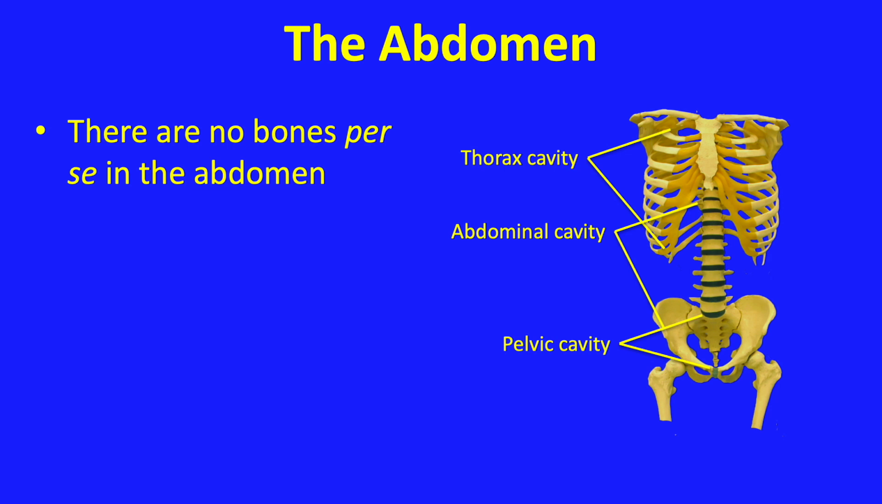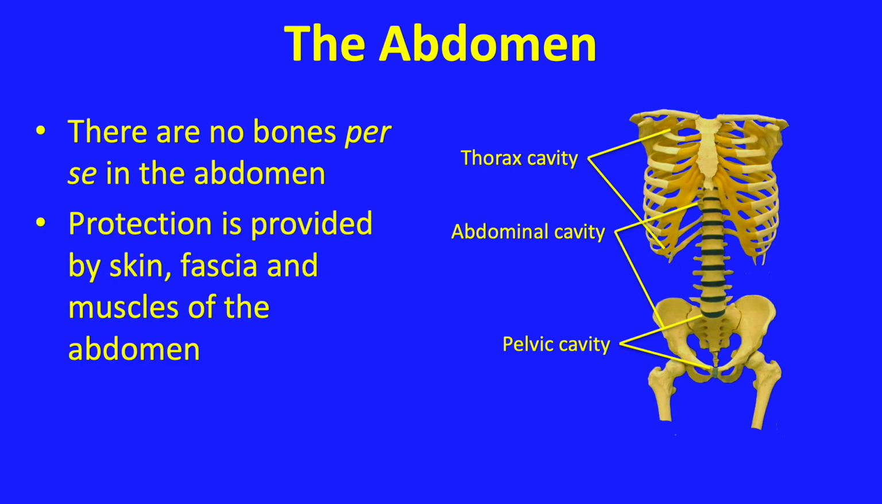Given that we have no bones providing protection to the abdomen, what do we rely on for protection of the vital organs found in the abdomen? The answer is skin, fascia, and muscles of the abdomen. Indeed, the muscles and tissues found in the interior abdominal wall are of significant clinical relevance, and we will discuss them in detail in a later lecture.